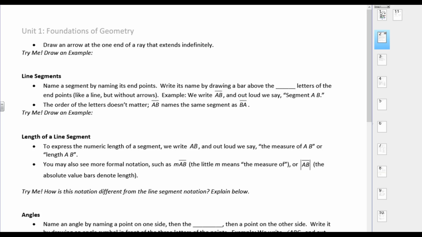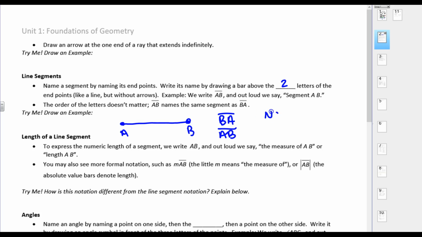The next type of item we're going to look at are line segments. We name a line segment by naming its endpoints, and we draw a bar above the 2 letters of the endpoints, like a line without arrows. So for example, we would write segment AB, and we'd say out loud segment AB if we had this specific segment, AB. So to name this, I could call this guy BA, or I could call it AB. Both are okay. The order doesn't matter.